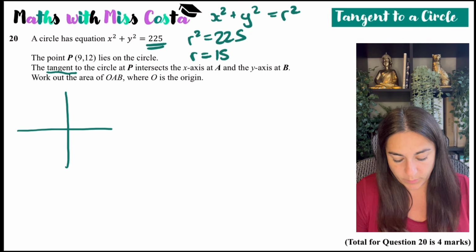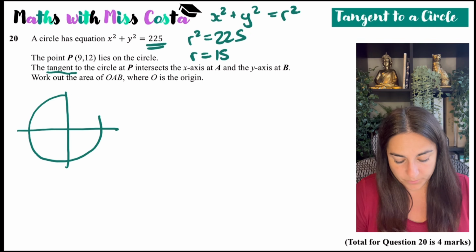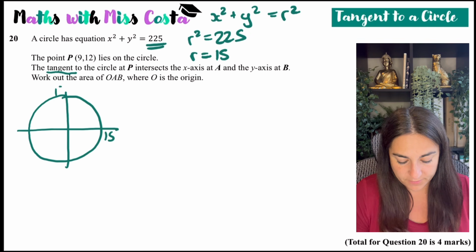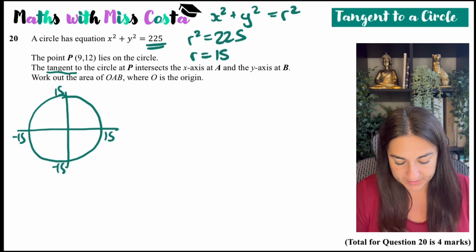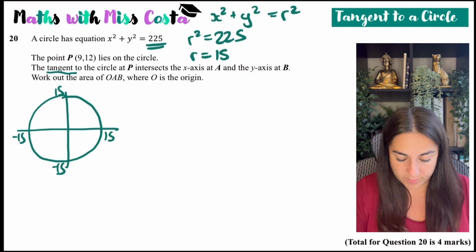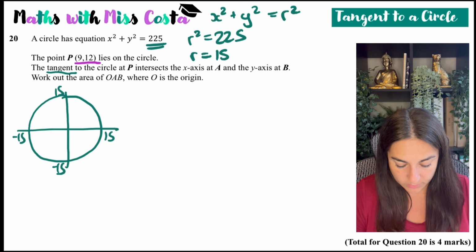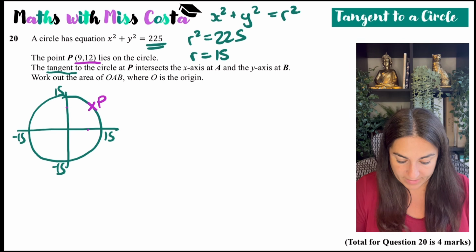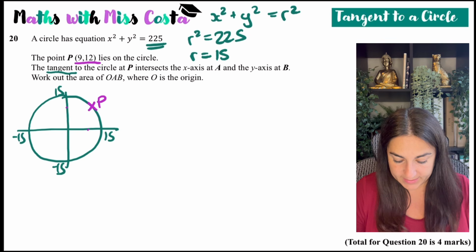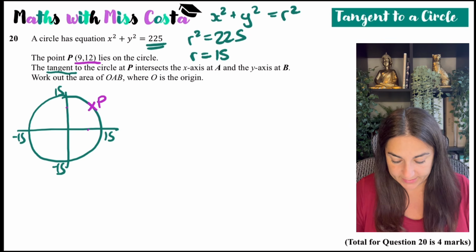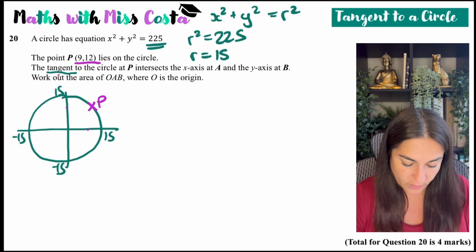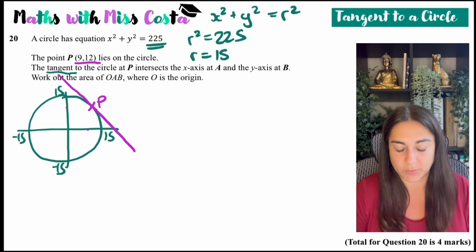So I could just draw a quick sketch of my circle. I know it's going to be 15, 15, minus 15, minus 15. I'm then told that the point (9, 12) lies on the circle. So (9, 12) would be somewhere roughly here. And the tangent to the circle at P intersects the x-axis at A and the y-axis at B. So it's helpful to just draw a graph so you can visualize what's going on.